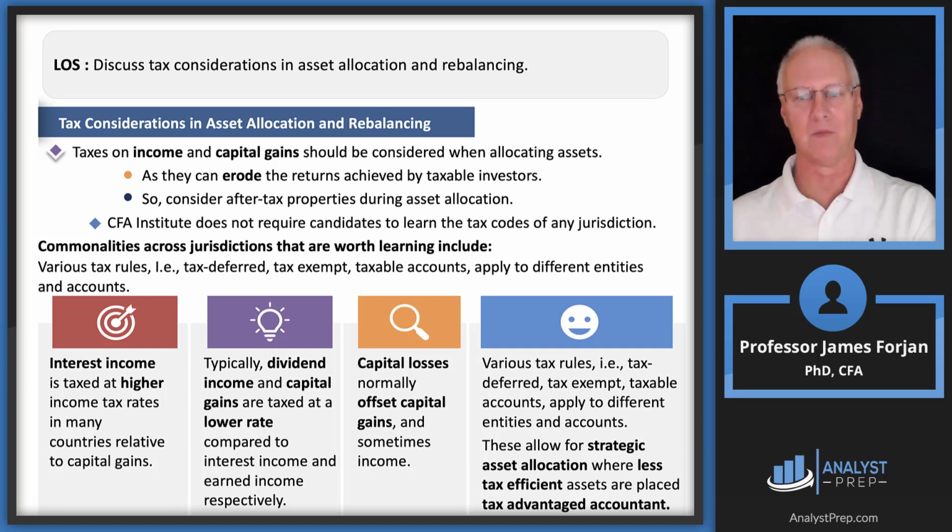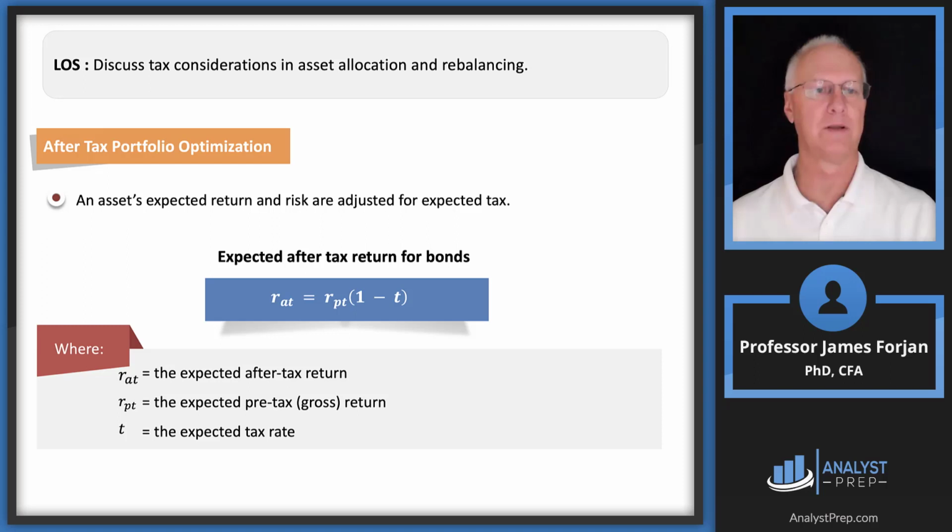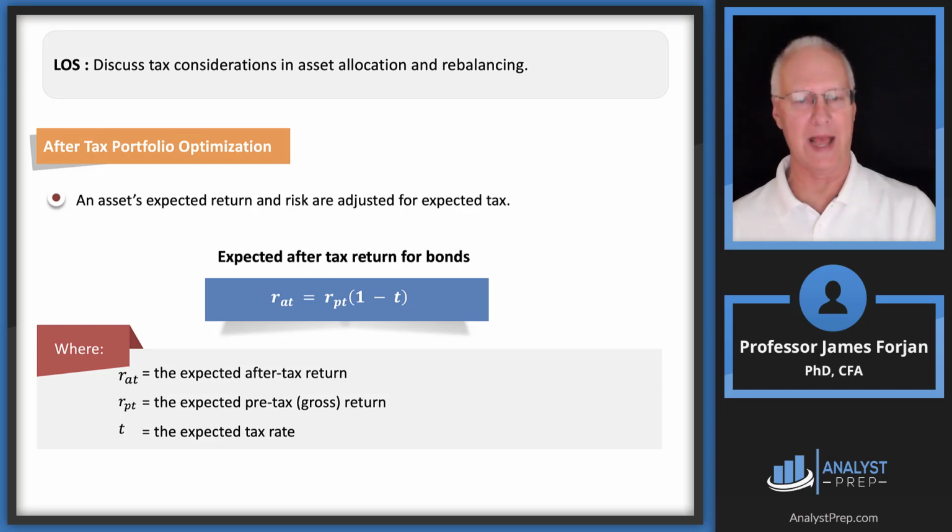So look down on the bottom right. What we need to do is make certain that when we're forming our strategic asset allocation, we're doing this in a tax-efficient environment. So here's a super simple equation. Let's estimate our expected after-tax return, which is our expected pre-tax return times 1 minus the expected tax rate.